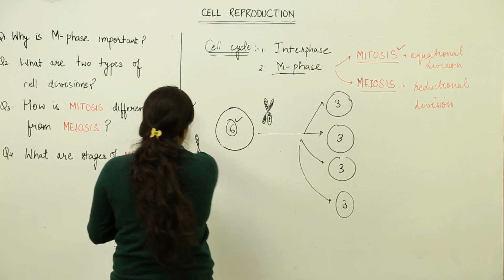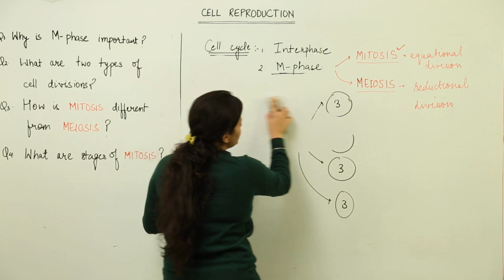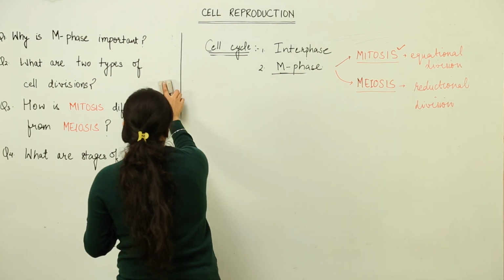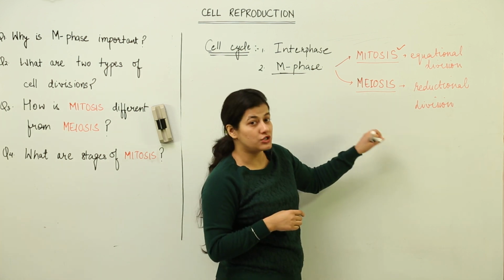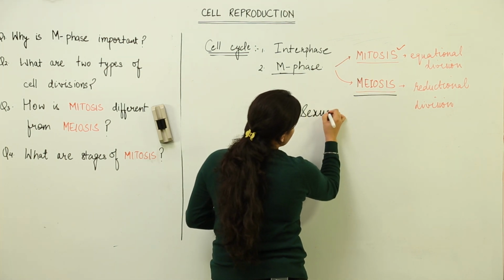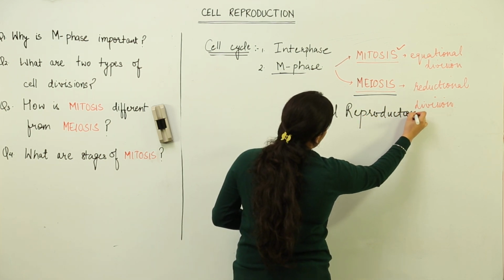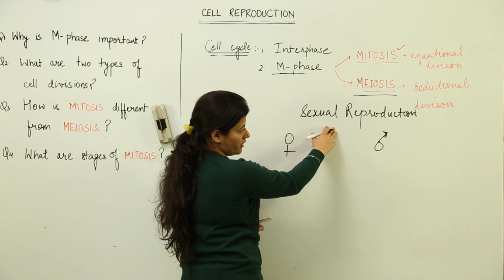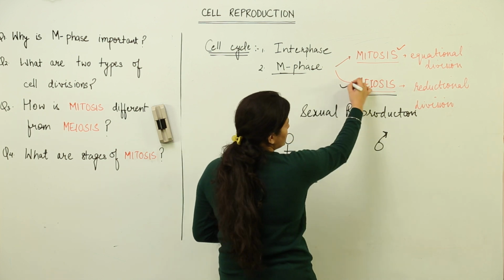Now, this is the basic difference between these 2 types of division. When we see each division in detail, we are going to understand how it happens, why it happens. How it happens can be taken later on. Why does it happen? Why do we need to reduce the chromosome number to half? The reason is simple: this division is going to take place when there is sexual reproduction. In sexual reproduction, you know, 2 parents are involved. One would be male and the other would be female. Alright? When I talk about sexual reproduction, I cannot miss the mention of gametes. And when we talk about gametes, then meiosis has taken place.